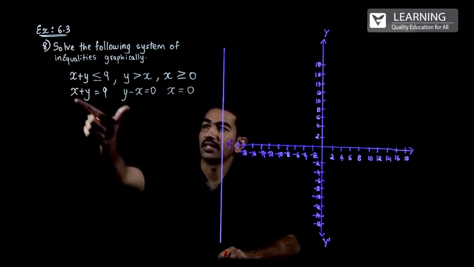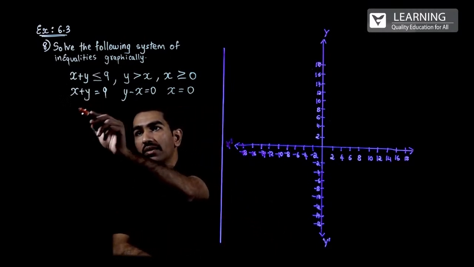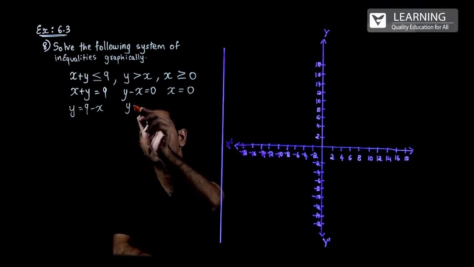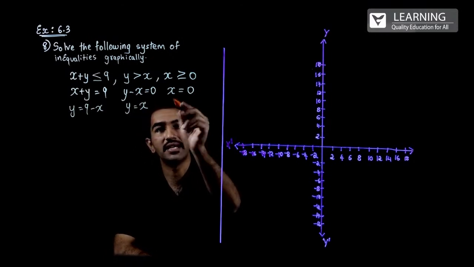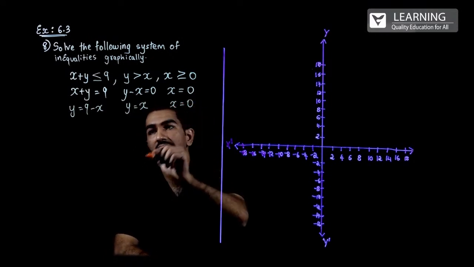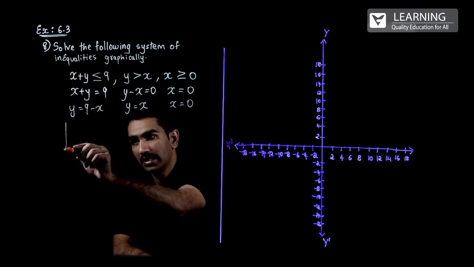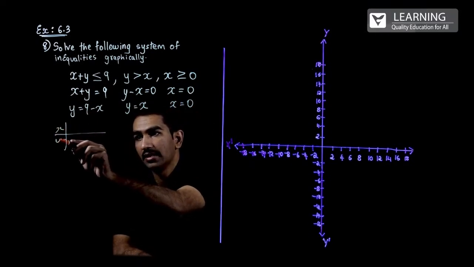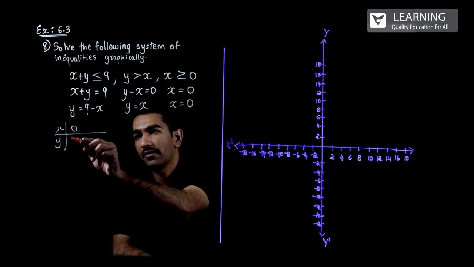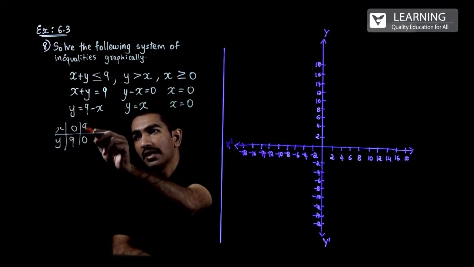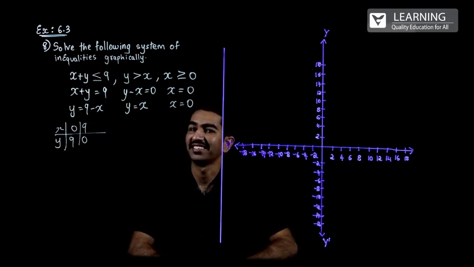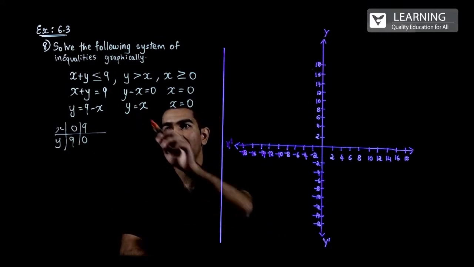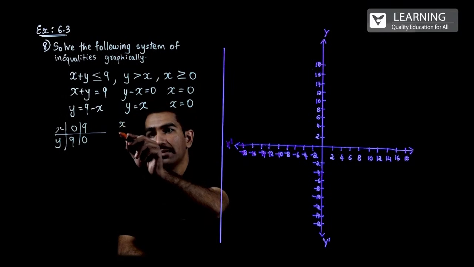So now try to plot this. So here what we'll have to do, find out what is y is equal to 9 minus x, find out what is y is equal to x, and x is equal to 0, that's it, as it is. Now draw the table here like this, x and y, put x is equal to 0, what is the value of y? 9. Now put y is equal to 0, what is the value of x? 9 again, correct?